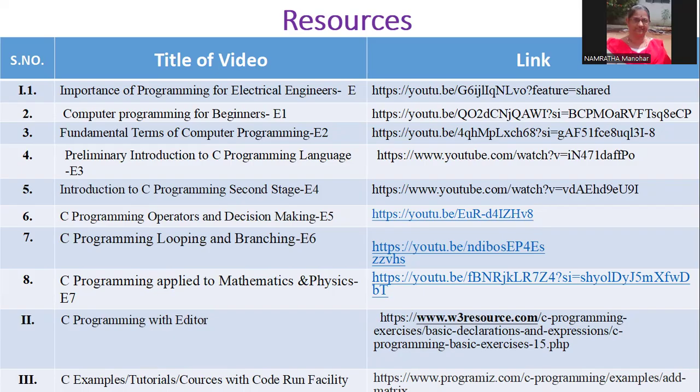Now, the other resources are C programming with editors. If you go to www.w3resource.com, you will find a large number of examples, and also they have provided editors. So you can type your program, execute, and see whether the program you have written is right or not. The other resource is www.programiz.com. Here also they have provided you editors. That is, they have provided the run facility. So you can execute the program and check the output. You can refer to these resources.